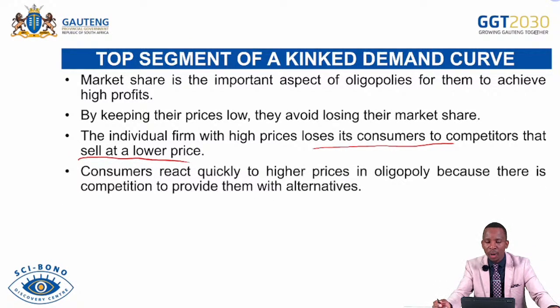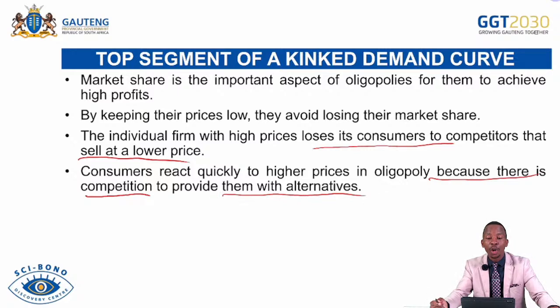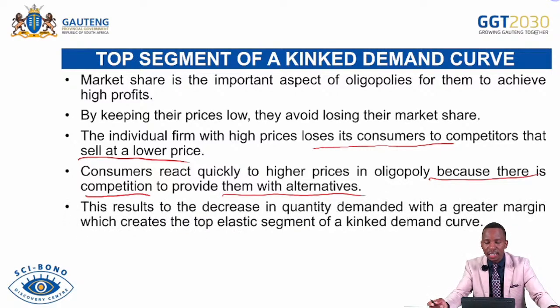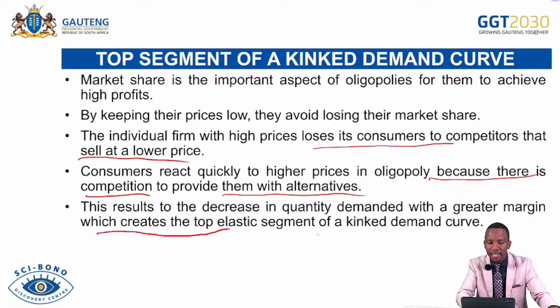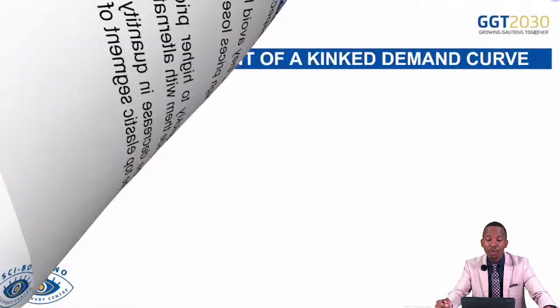Consumers react quickly to higher prices in oligopoly because there is competition to provide them with alternatives which are sold at the lower price. This results in a decrease in quantity demanded with a greater margin, which creates the top elastic segment of the kinked demand curve. So, with this quick reaction of consumers, what will be created? There will be a creation of the top segment because consumers will be very sensitive to price change. If the price is increasing, they will simply demand less of that particular product from that particular firm and demand from other firms that are supplying the similar product, which means the sensitiveness of the consumer determines the top segment.